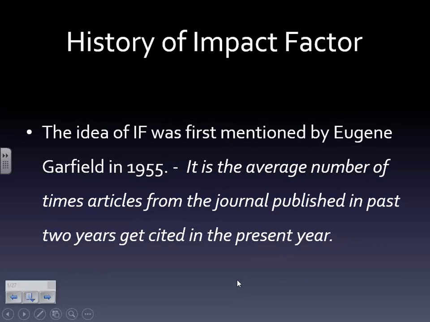This was already mentioned by Garfield in 1955, the first time, talking about this. It's the average number of times articles from a journal published in the past 2 years get cited in the present year. So if a journal publishes 100 papers and they obtain 100 citations in the previous 2 years for all other papers published in that journal, the impact factor is 1. It's 100 divided by 100. If they get cited 50 times, and they publish 100 papers, 50 times in 2 years, they publish 100 papers, the impact factor is 0.5. Okay?